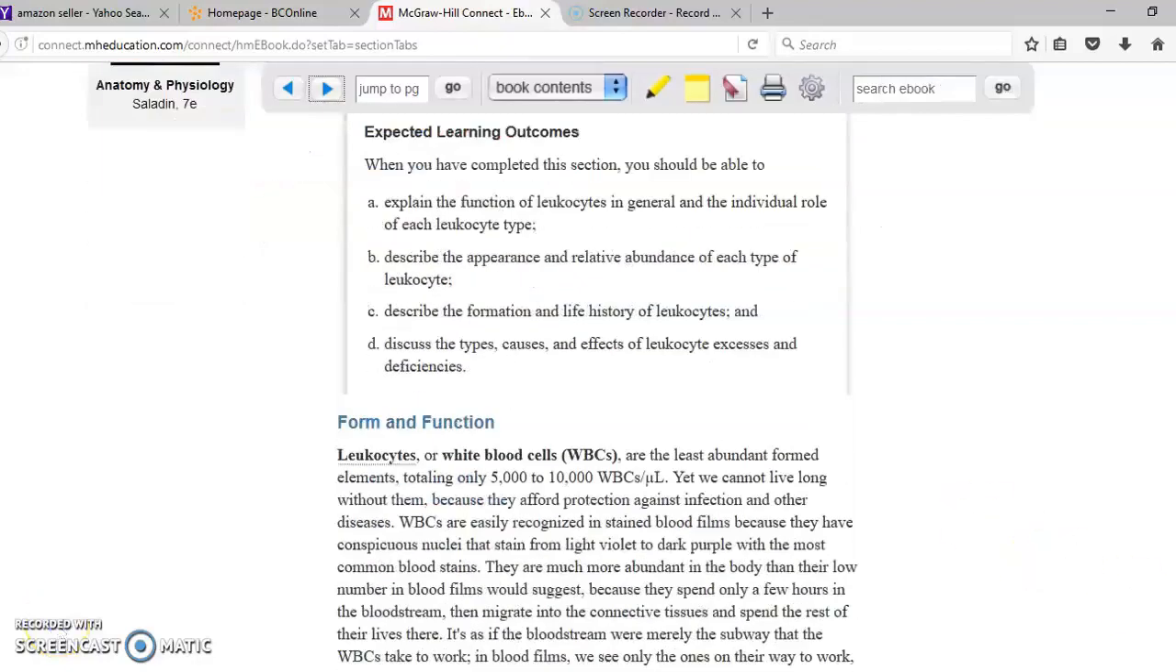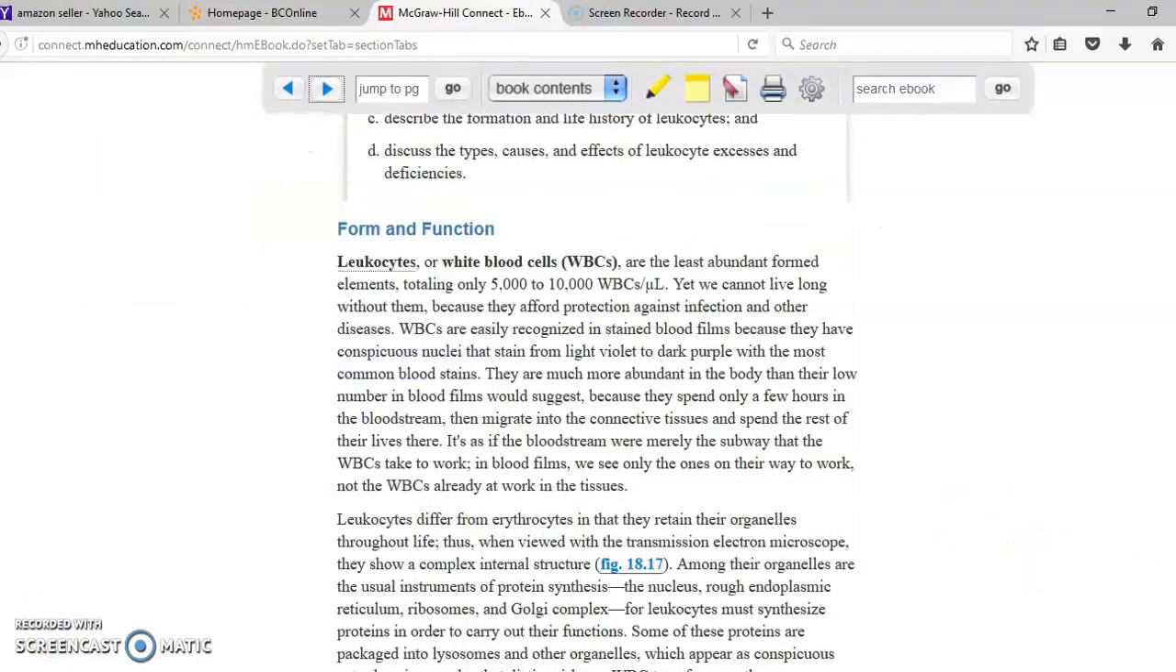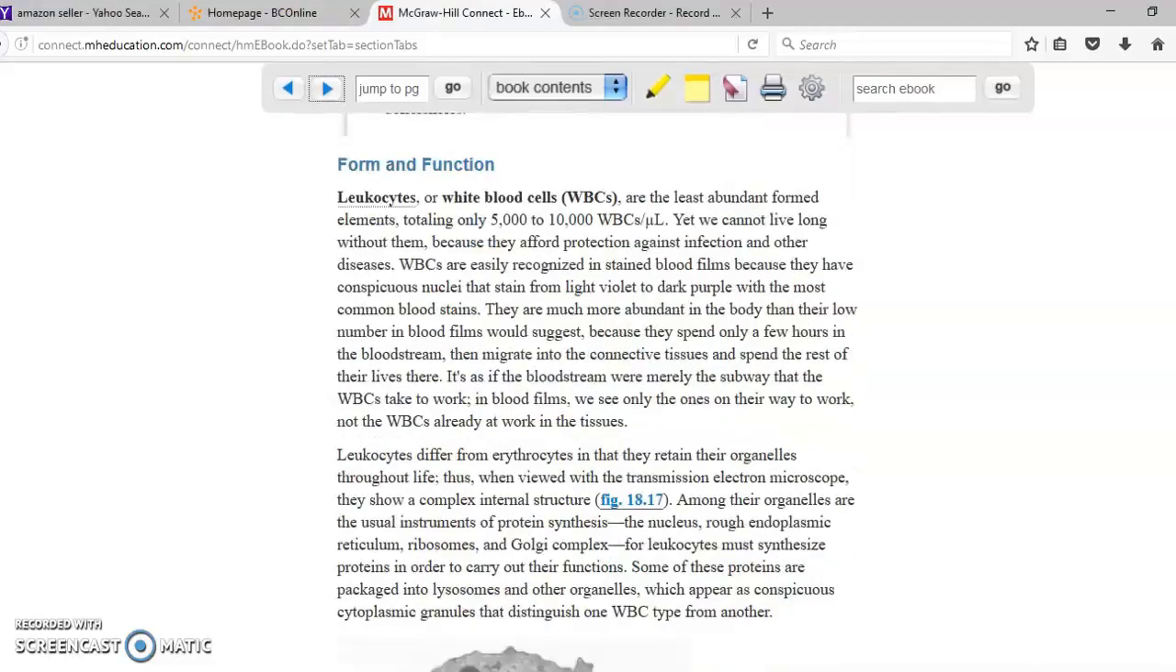Leukocytes, or white blood cells. The job of the white blood cells is basically to protect our body against bacteria, viruses, parasites, and allergens like pollen, for example. And our body has to have different types of cells in order to fight these different kinds of triggers that may produce disease in our bodies.